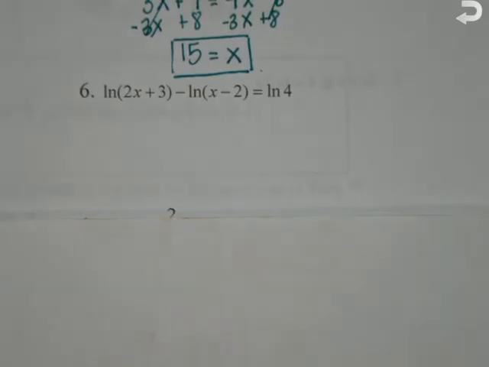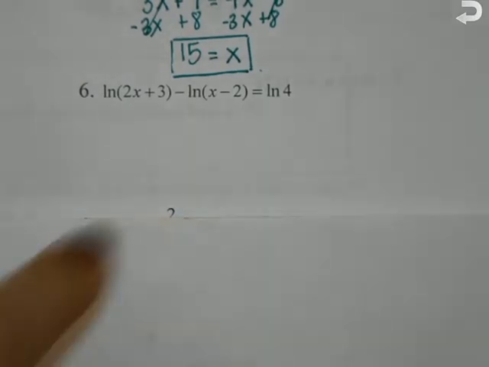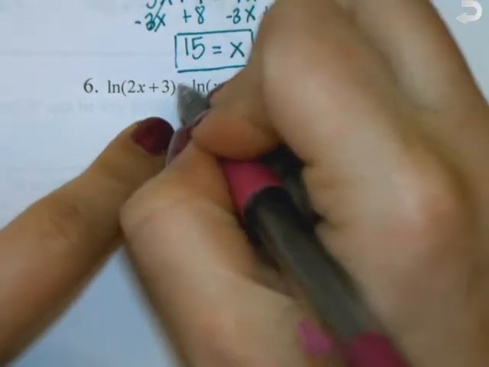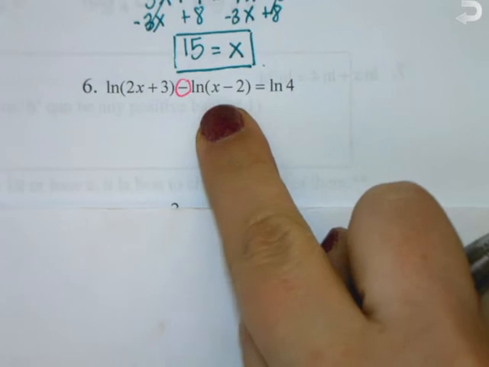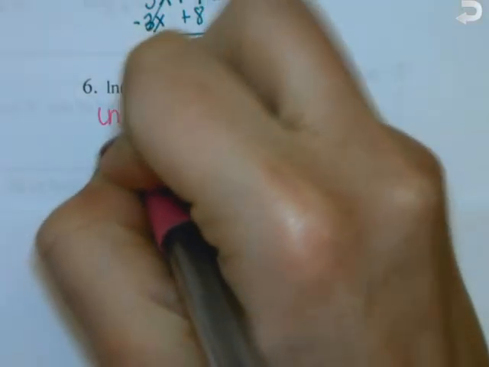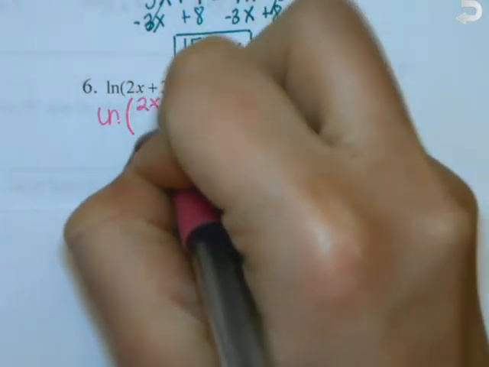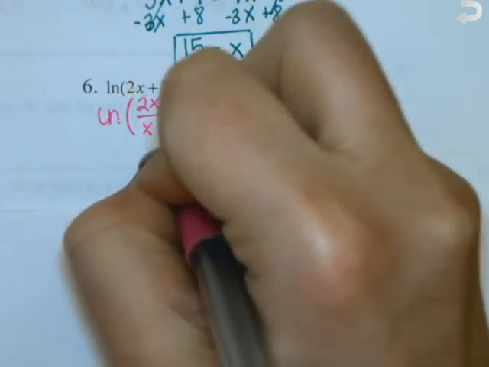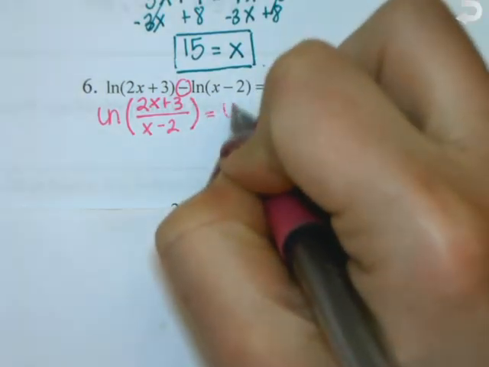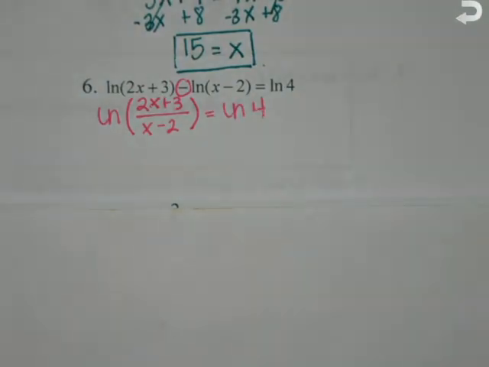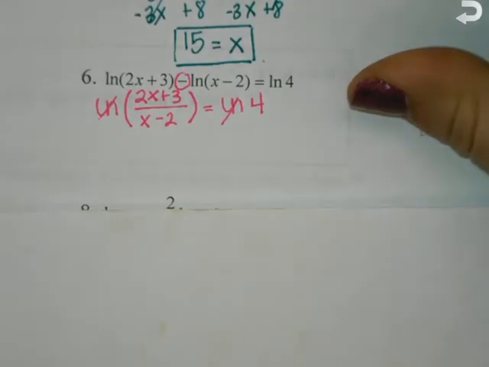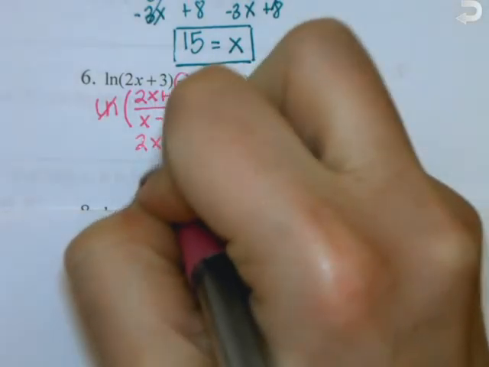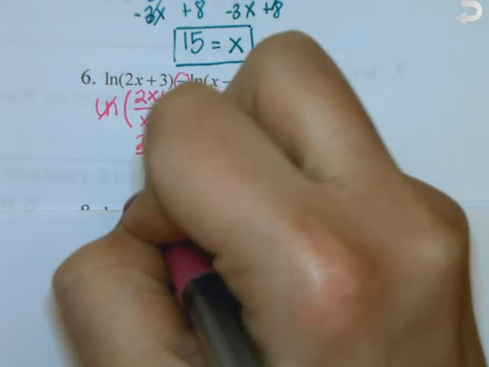Okay, so I heard a lot of you say that we could condense it. So we have natural log of 2x plus 3 minus natural log of x minus 2 equals natural log of 4. So on the left-hand side, we can use the quotient rule, right? So that's going to be natural log of, in parentheses, 2x plus 3 divided by x minus 2. Did everybody get that? Equals natural log of 4. Okay, now I only have natural log on each side, so I can drop those natural logs, and I am left with 2x plus 3 over x minus 2 equals 4.